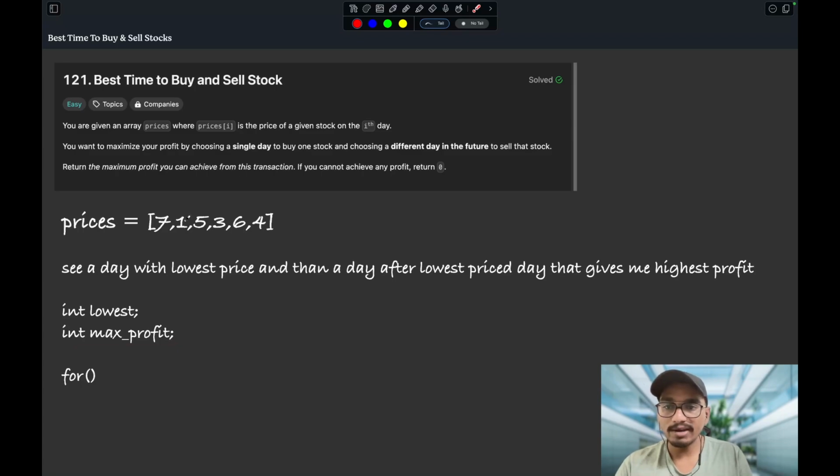Then I move on to the next, but 4 minus 1 is 3, which is not greater. So my max profit is if I buy here and sell here: 6 minus 1, which is 5. 5 is my max profit, so I would return 5. So I would define a lowest integer and a max profit, then write a for loop to traverse through the array and return the max profit. This is the blueprint of my code, and now I would move on to the code.